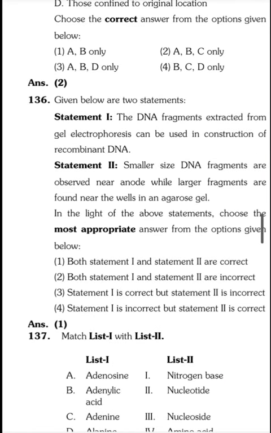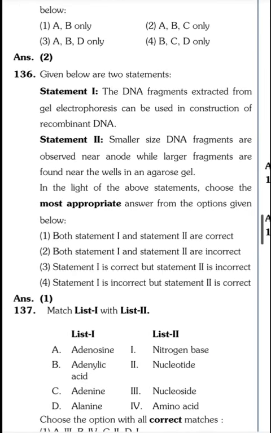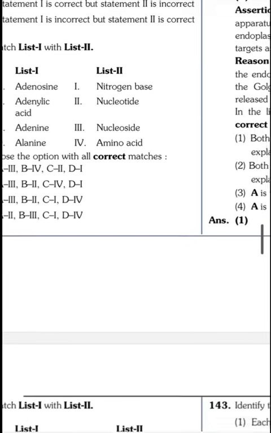Statement 1. The DNA fragments extracted from gel electrophoresis can be used in construction of recombinant DNA. So that is a correct statement. Statement 2. Smaller size DNA fragments are observed near the anode, and the larger fragments near the wells in an agarose gel. Both statements are correct. Statement 1 and statement 2 are correct.